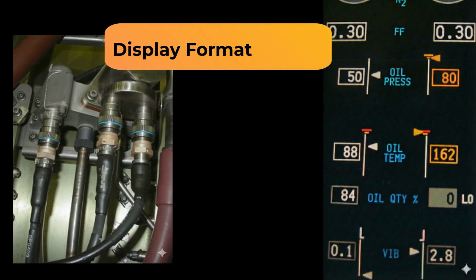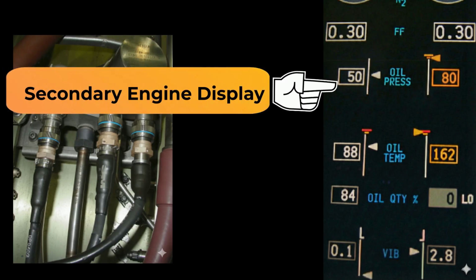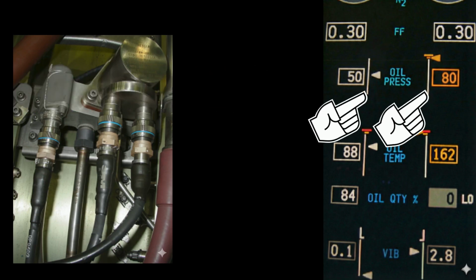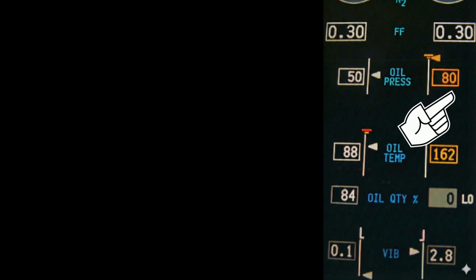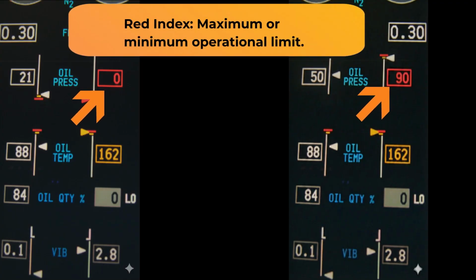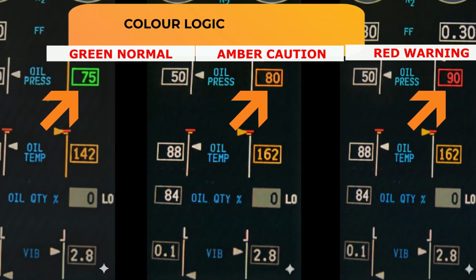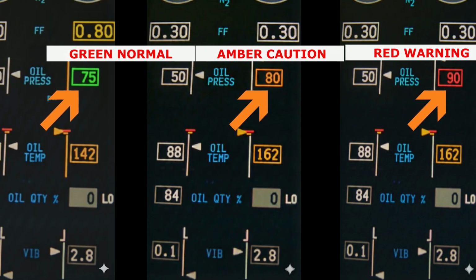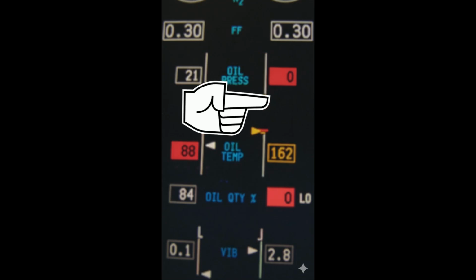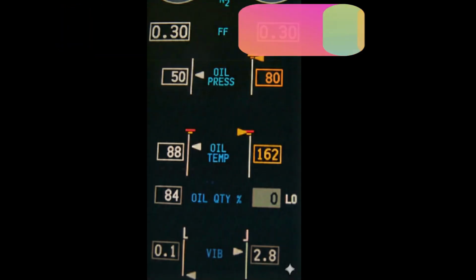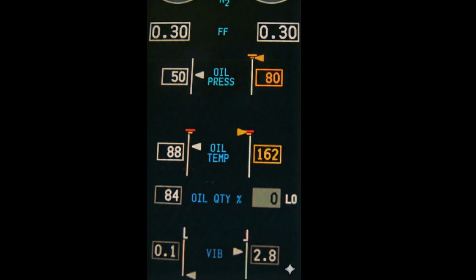Display format. Oil pressure is typically displayed on the secondary engine display. It features 2 vertical analog scales and 2 digital readouts. Pressure is indicated in differential PSI. Limit indicators. Amber index mark indicates the cautionary oil pressure limit. Red index mark indicates the maximum minimum operational limit. Color logic. If the pressure is between the amber and red limits, the digital value and its bounding box turn amber. If the pressure falls below the red limit, they turn red. Dynamic limits. The low oil pressure amber limit is dynamic. It increases as engine speed, RPM, increases.